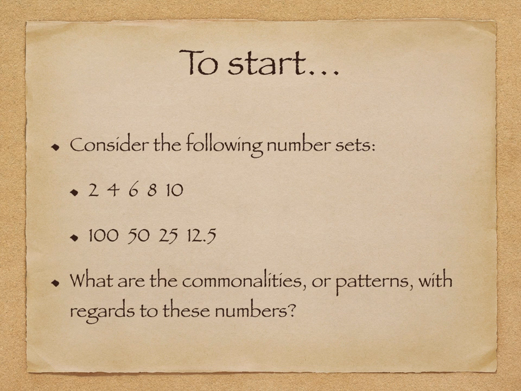So to start, think about the following number sets: 2, 4, 6, 8, 10, something you've probably seen before, and 100, 50, 25, and 12 and a half. When you look at those numbers, what are some commonalities or patterns with regards to these numbers? Take a minute to think about it. You can always pause the video. Think about what you see or what you don't see in those patterns.